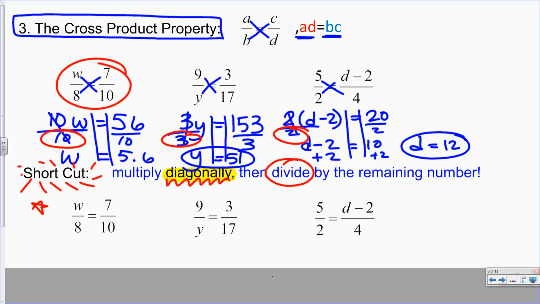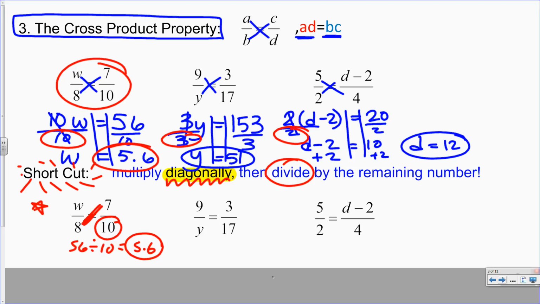Here I have it again. For cross products, I would multiply these two numbers across. 8 times 7 is 56. And then you divide by the thing that's left. 56 divided by 10 is 5.6. Notice that that's the answer we got when we worked it out.